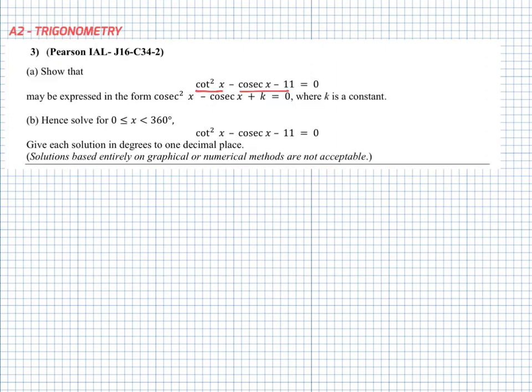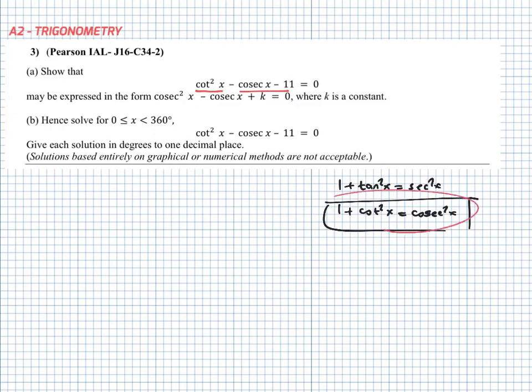Before solving this question, I want to remind you of two identities that you have to remember. 1 + tan²x = sec²x, and 1 + cot²x = cosec²x. Here, to solve this question, I will be using the second identity that I have written here.